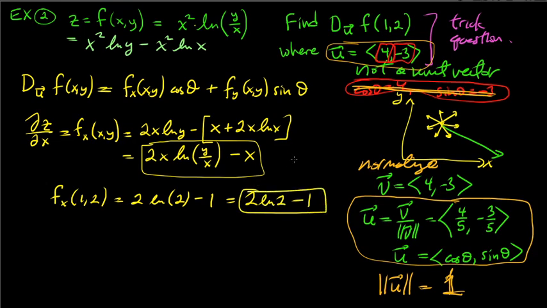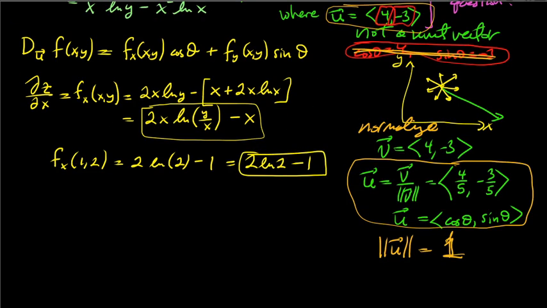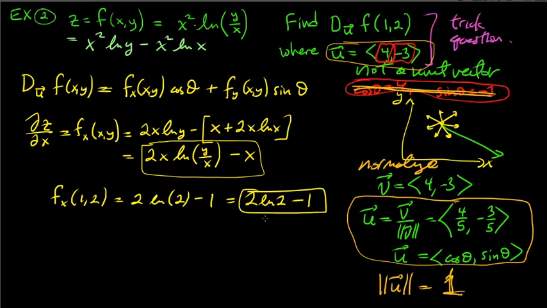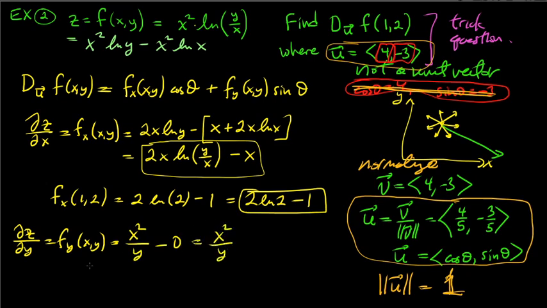Right. And now we need the y partial. I need that up here. So the y partial of z, f_y, right? So remember, x is a constant, so the derivative of log y is just 1 over y, so this is just x squared over y minus 0. So, yep, just x squared over y. And now if we plug in the 1 and the 2, we just get 1 squared over 2, or 1/2.